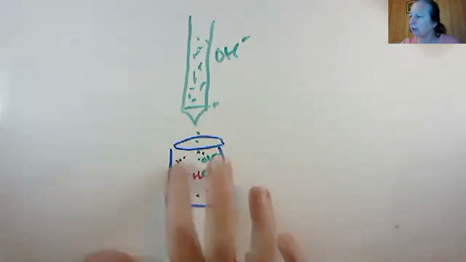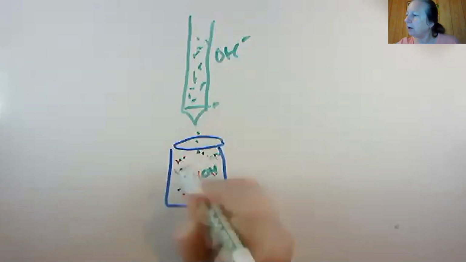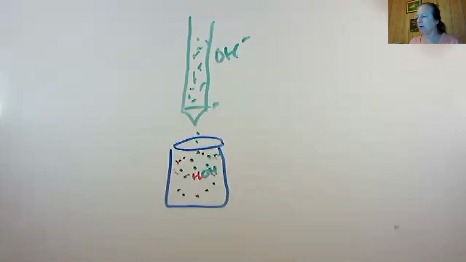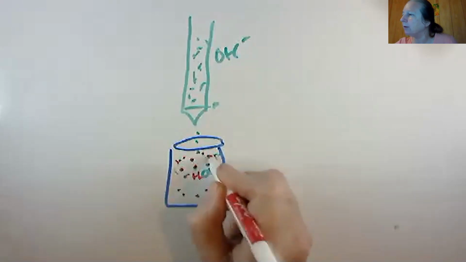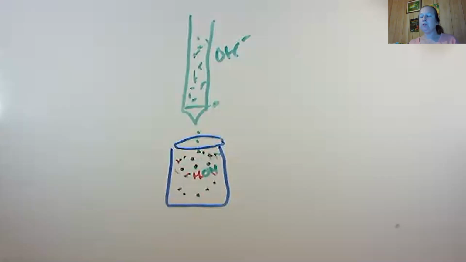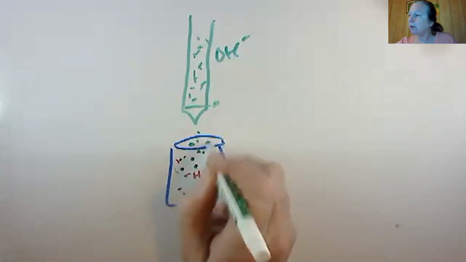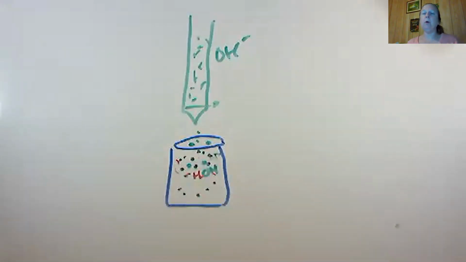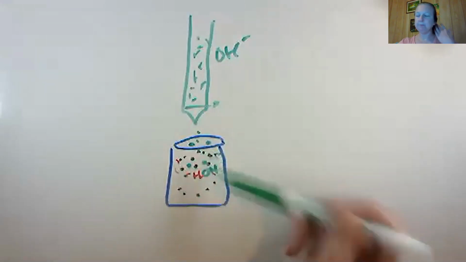So I'm going to erase my little drawing. Every available acid proton has been taken, sorry, I have my colors backwards, but every proton's been taken by the hydroxide. So what happens if I now add some more hydroxide? There is no more acid for it to react with. All of the protons have been taken. So you now have excess hydroxide, floating around in there.